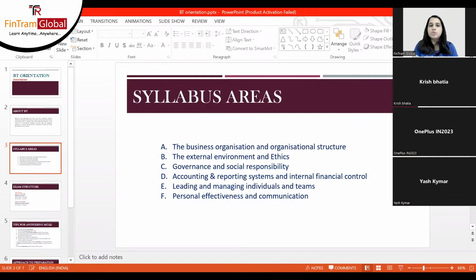Then you move on to the second last syllabus area, which is your E, which is about leading and managing individuals and teams. So here come all those management and leadership concepts. You'll understand exactly what is leadership, what is management, and what is supervision, how they all are a little bit different from each other. Then you'll learn about this process of recruitment and selection.